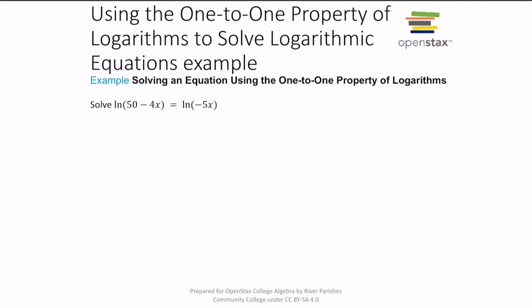So next one is the one-to-one property. The one-to-one property basically states that if the logarithm is the same, then we can equate the values, similar to when the base is the same and the powers become equal.